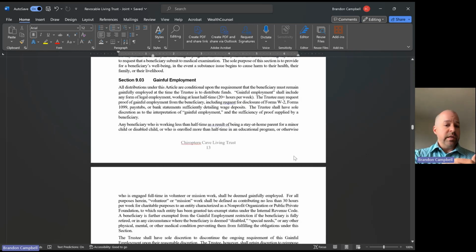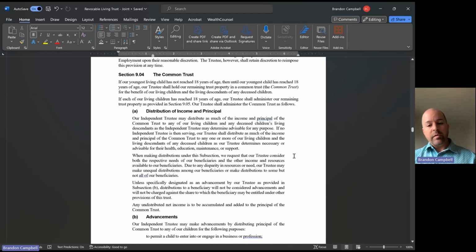The other essentially rule or guideline that we're going to build in, again, usually for younger beneficiaries, is going to be something called gainful employment. And the way that I describe this to clients very simply is this is not a golden ticket. If I am gone, this trust is for you, but you have to continue doing something with your life. So this is providing a number of things that if you're going to receive inheritance, you have to meet one of these many different requirements in order to continue benefiting from it.